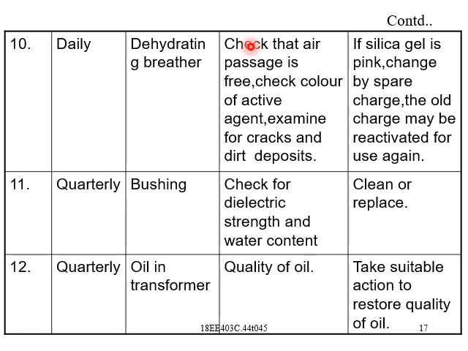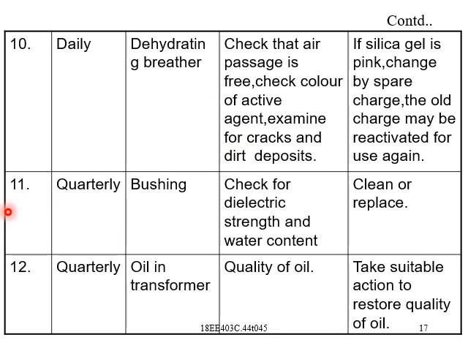So in the breather, you need to check that the air passage is free, check the color of the active agent, and examine for cracks and dirt deposits, since it is exposed to the air. The item used in it is silica gel. If any unsatisfactory condition occurs, so if the silica gel turns pink, change it by a spare charge, the newer silica gel, and the old charge may be reactivated for use again.